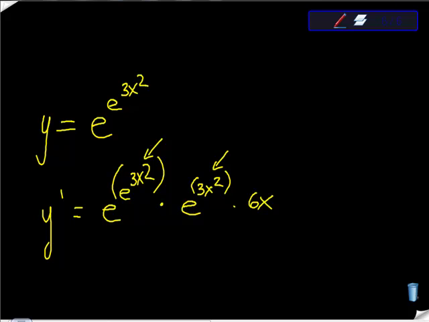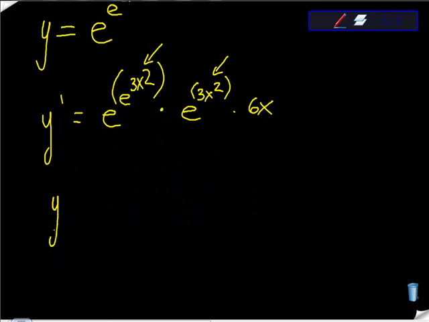Now, what you'll see a lot, especially on the AP exam, is they'll simplify this and they'll say we have e to the 3x squared plus 3x squared times 6x. And this is just rules of exponents here, isn't it?